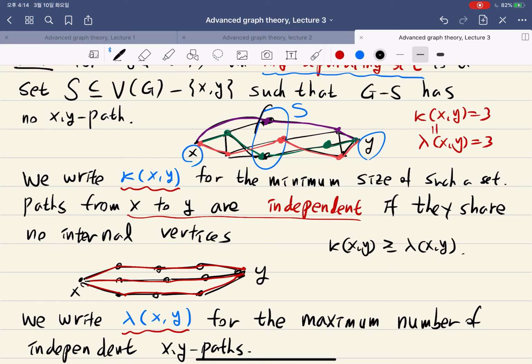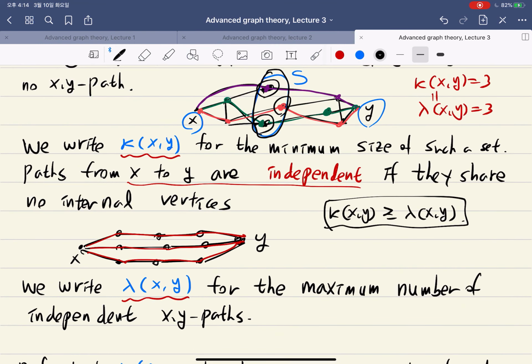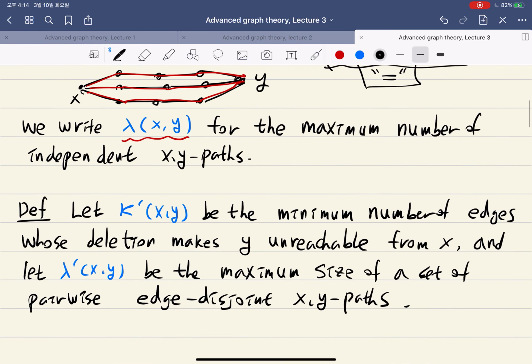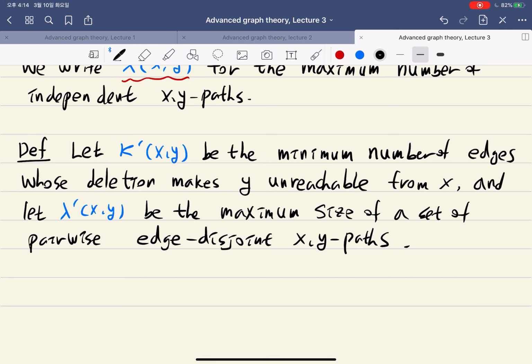Because once we have deleted the vertices in S, there are no paths from x to y. Which means if we have several independent paths from x to y, each path must use at least one vertex from this set S. So we get this inequality. What Menger's theorem essentially asserts is that we have an equality here. And this also holds for the edge version as well. So we add a prime to denote that these parameters are defined for the edges.